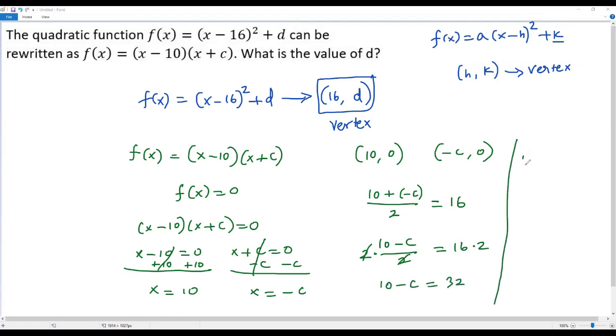Now let me write the same equation over here: 10 + c = 32. Now I subtract 10 from both sides. When I subtract 10 from both sides, the positive 10 and negative 10 will cancel out. I am getting c = 22, when I simplify 32 minus 10.